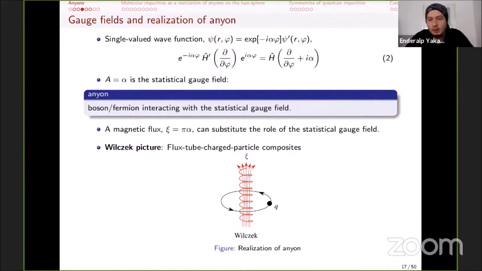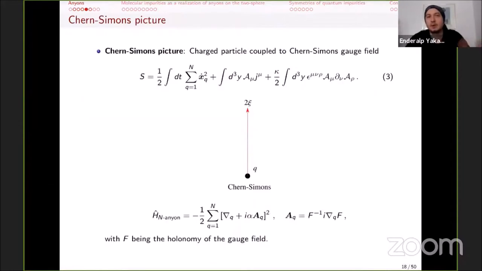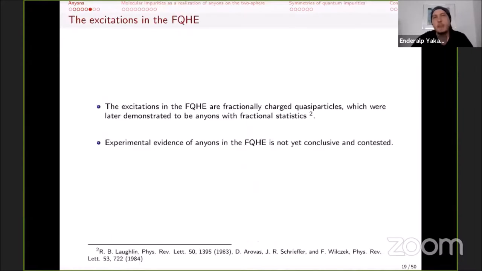If you go to more than two particles, things are a little complicated, but there's in fact a more rigorous way to define this statistical gauge field, which is the Chern-Simons picture. You know, in the 2+1 case, apart from Maxwell theory or Yang-Mills theory, there's another gauge invariant coupling, which is the Chern-Simons form. If you couple, for example, a matter field to Chern-Simons, and if you find the equation of motion, then you will find the statistical gauge field. And now the corresponding Hamiltonian for n particles is given by this. So A is here the statistical gauge field, given by some holonomy of the gauge field. Okay, so this is the basic formalism.